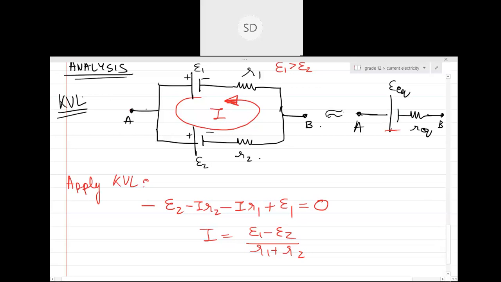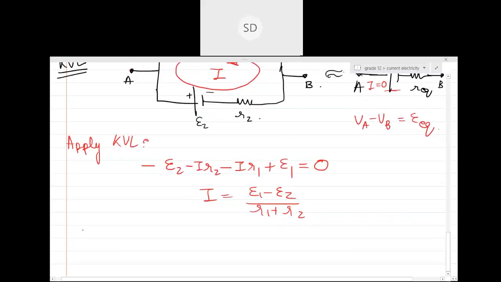Can anyone tell me, if there is no current through this AB, then can I say VA minus VB will be equal to E equivalent? Yes or no? Because we already applied this. If no current flows, then this resistance has no purpose. If this resistance doesn't have any purpose, then what will be the potential difference across points A to B? That will be the EMF. So basically this is what I am doing. Once I find the current, I apply open circuit Kirchhoff from A to B.